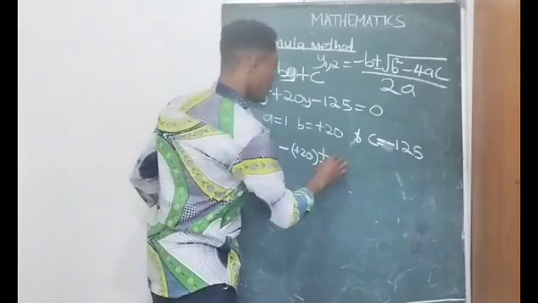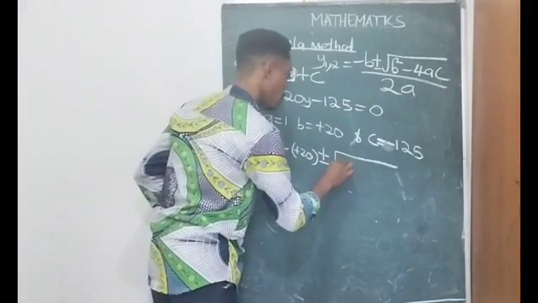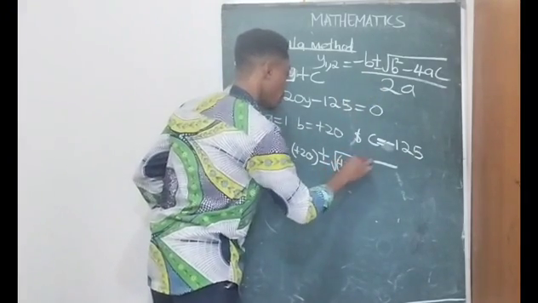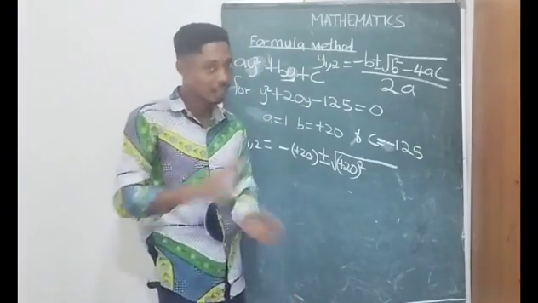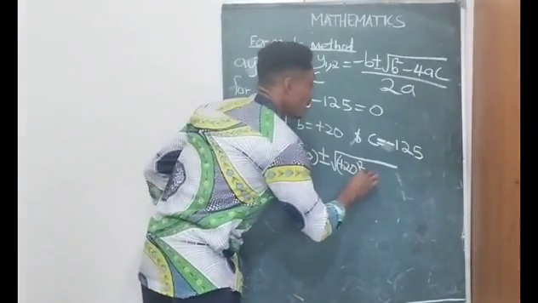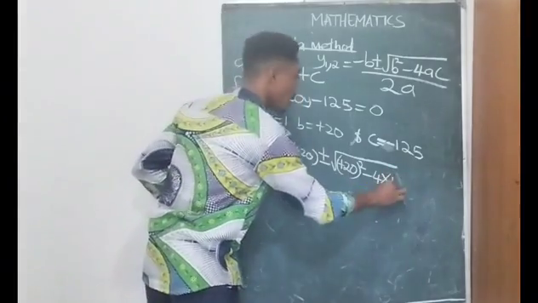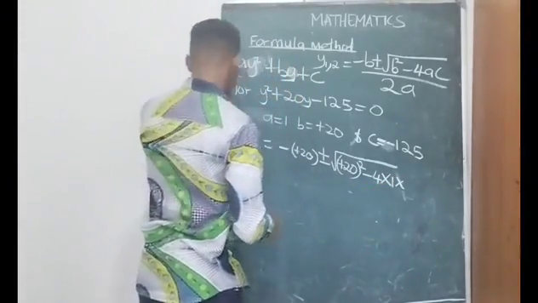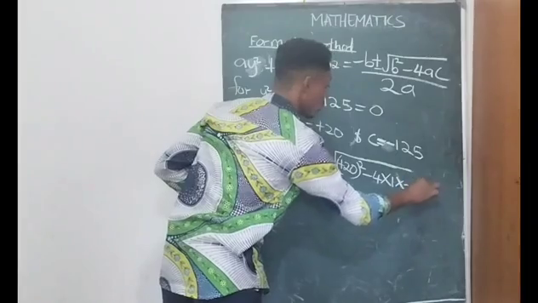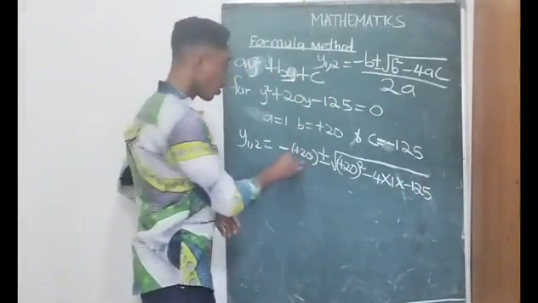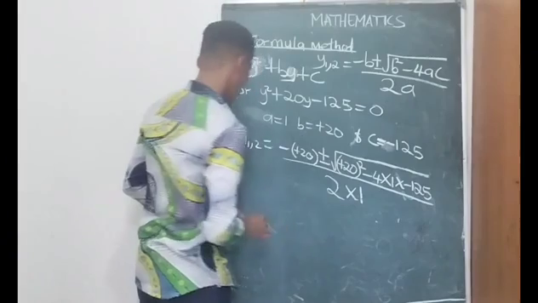All right. So the square root of b squared, that's plus 20 all squared, which is the same thing as 20 squared. That is no cause for alarm. All right. And minus 4 times a, a is 1, times c is minus 125, all over 2a, that's 2 times 1.